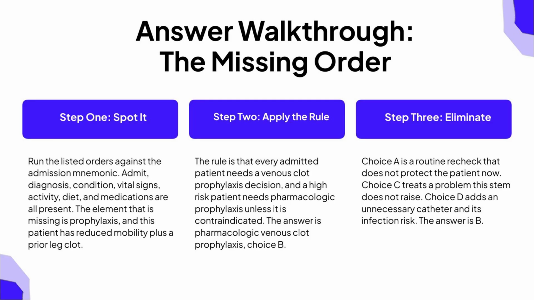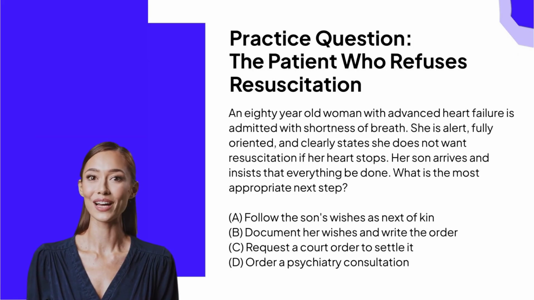Step 3. Eliminate the wrong answers. Choice A is a routine recheck that does not protect him now. Choice C treats a problem this stem never raises. Choice D adds an unnecessary catheter and a real infection risk. The answer is B. Here is our second practice question.